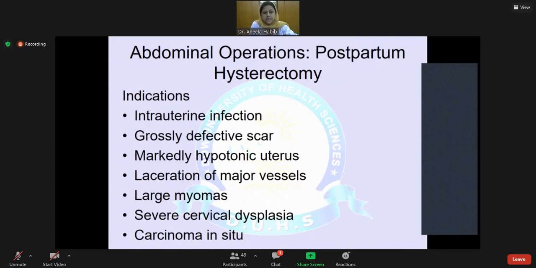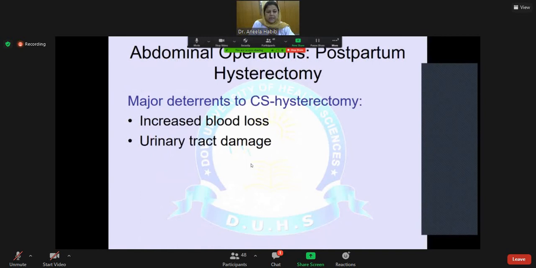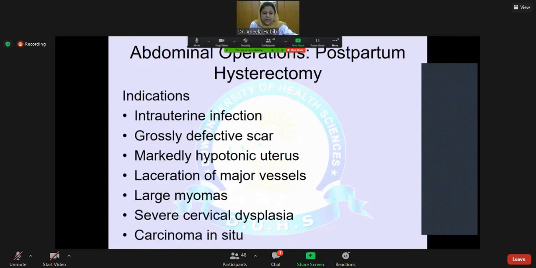Sometimes the patient has a severe intrauterine infection, puerperal sepsis, and the uterus is so infected that you just cannot leave it in. That may be the site of the infection, so you need to take that out. Sometimes it is a grossly defective scar or a markedly hypotonic uterus. Hypotonic means the uterus is not well contracted and is bleeding, a relaxed uterus. That can take the life of the patient. So just to save the life of the mother, you need to take the uterus out.